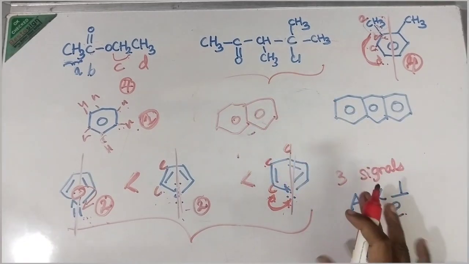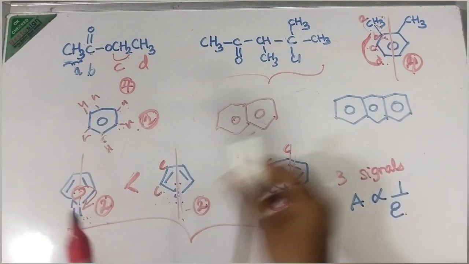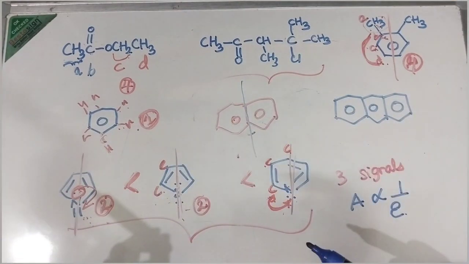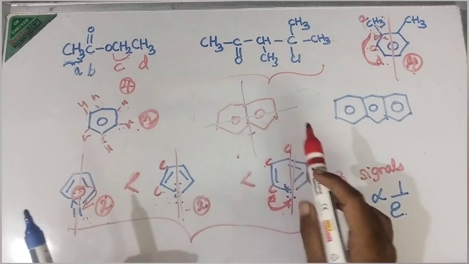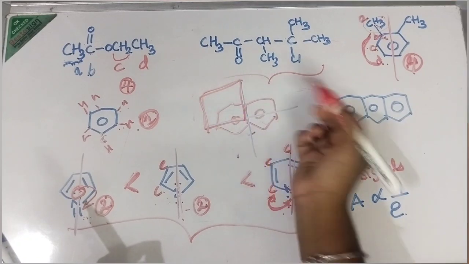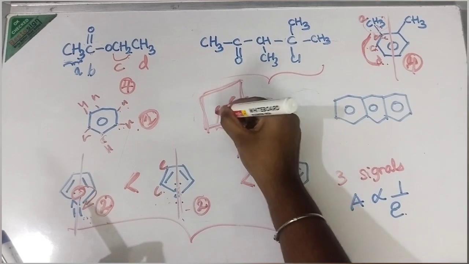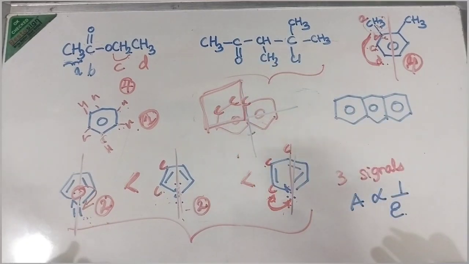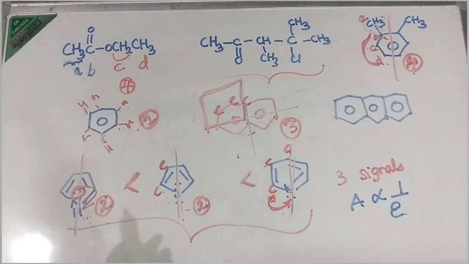This is naphthalene, right? In naphthalene, you can draw a plane of symmetry. How will you draw the plane of symmetry? The vertical plane is here, right? And a horizontal plane is also here. After you have drawn the planes of symmetry, just look at only one side. How many carbons are there? Here there is a carbon, here there is a carbon, and here also there is a carbon. So, 3 signals, okay? Naphthalene will have 3 signals.